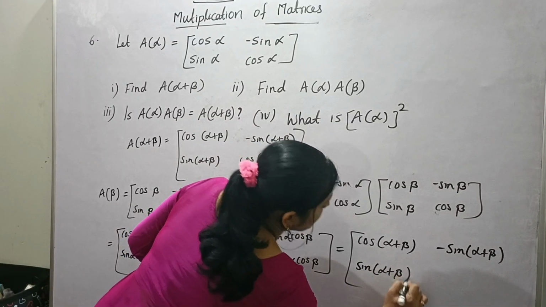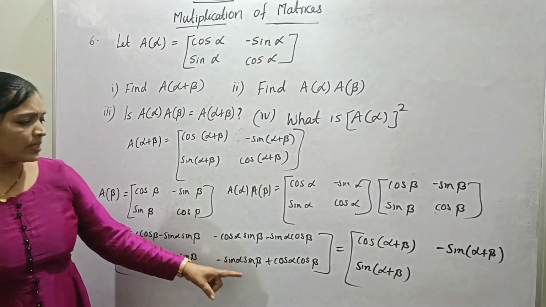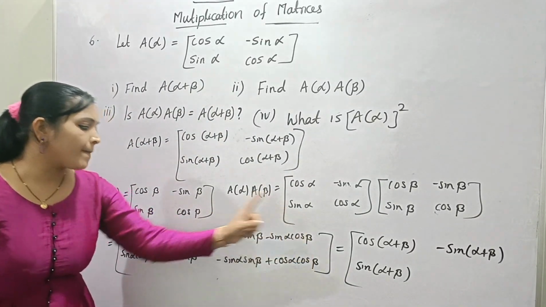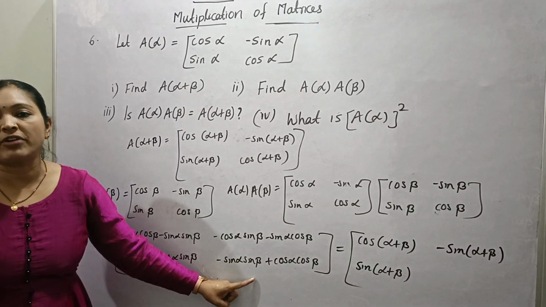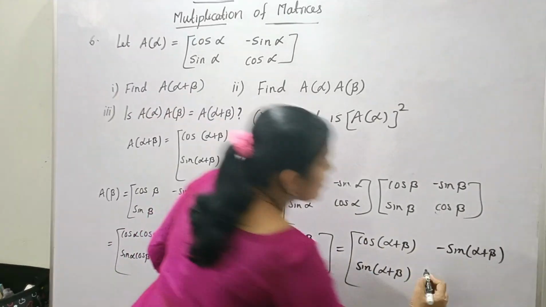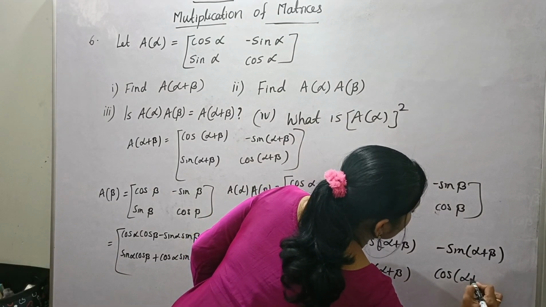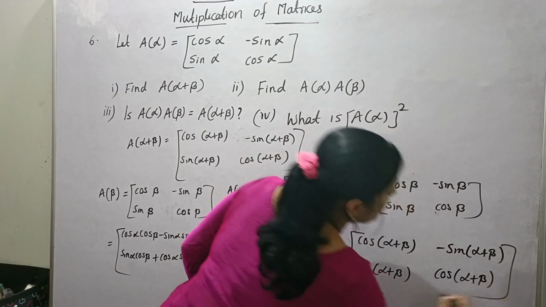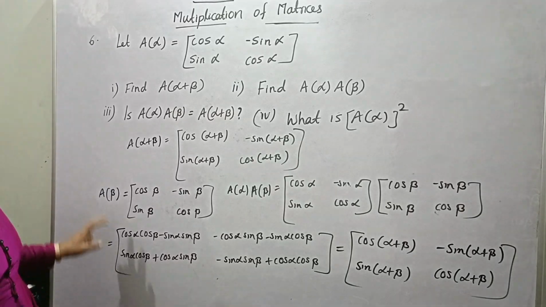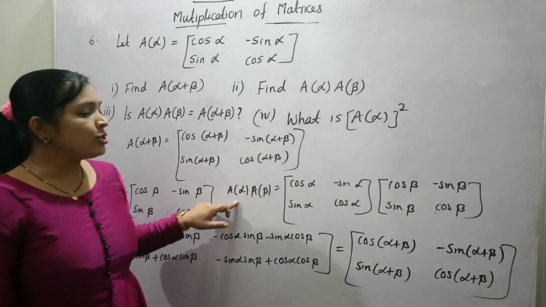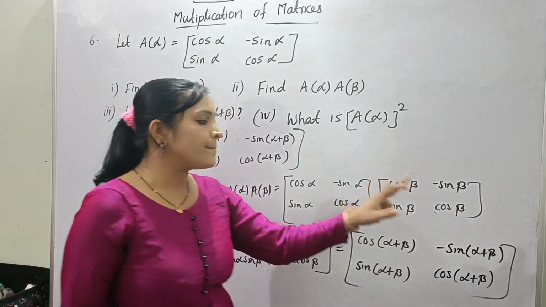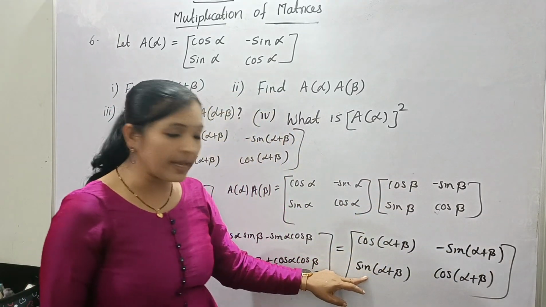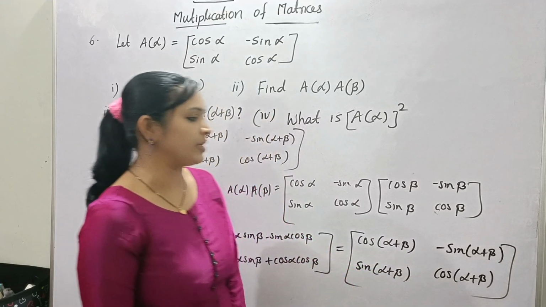Sin alpha plus beta. And here, cos alpha cos beta minus sin alpha sin beta is nothing but cos of alpha plus beta. Okay, so we have got A of alpha into A of beta equal to the matrix cos alpha plus beta, minus sin alpha plus beta, sin alpha plus beta, cos alpha plus beta.